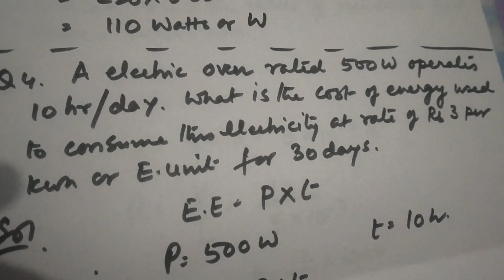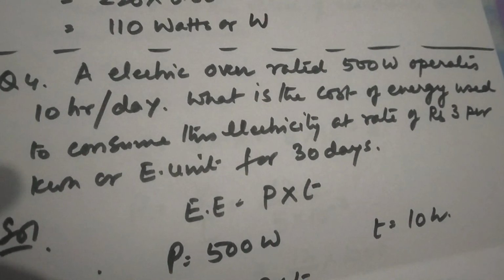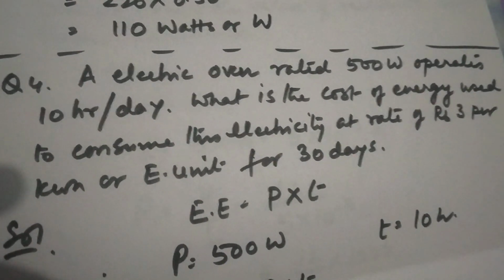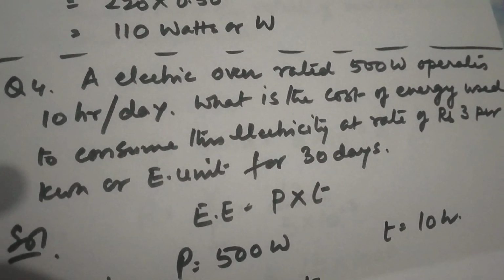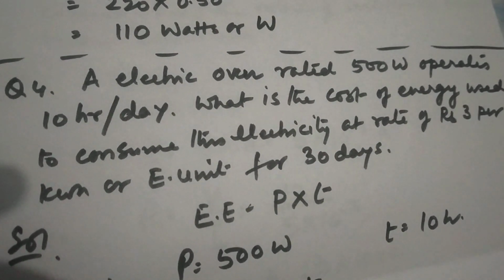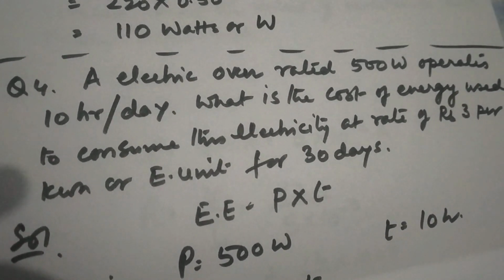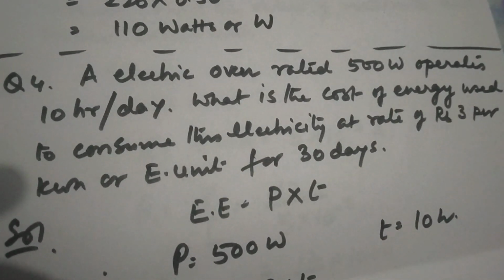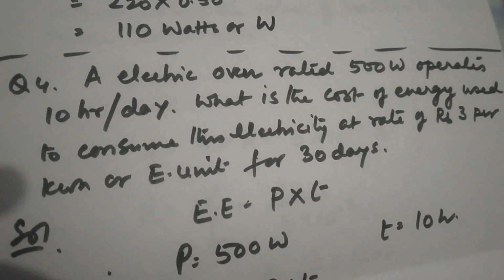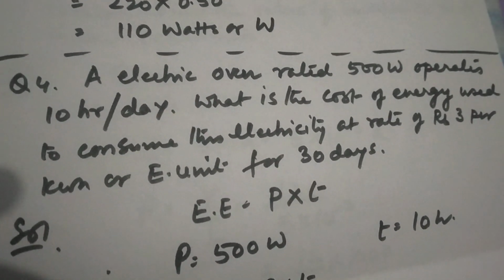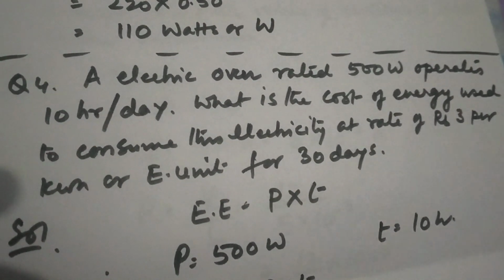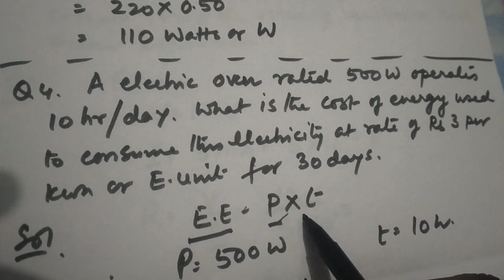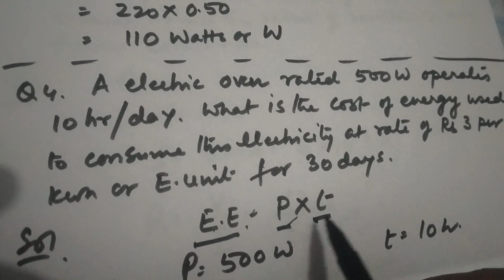An electric oven rated 500 watt operates 10 hours daily or per day. What is the cost of energy used to consume the electricity at the rate of rupees 3 per kilowatt hour or electrical unit for 30 days? It means the electric oven is given whose power is 500 watt and it is working for 10 hours daily. So the formula to be used is electrical energy equal to power multiplied by time. Please say it. Electric energy equal to power multiplied by time.